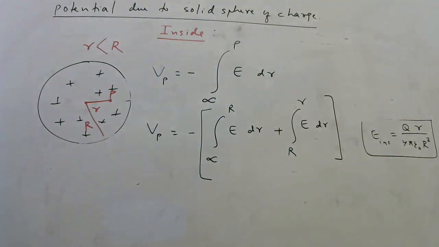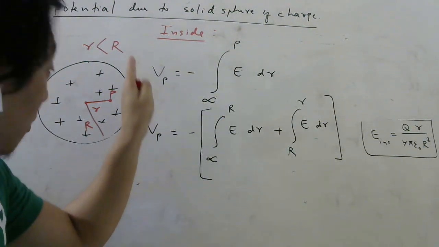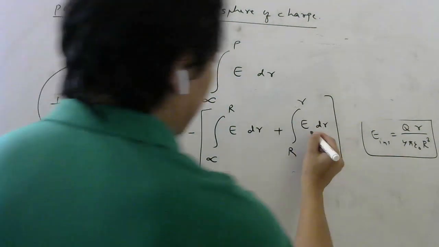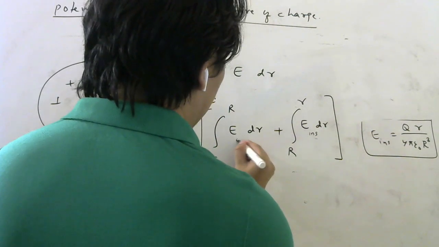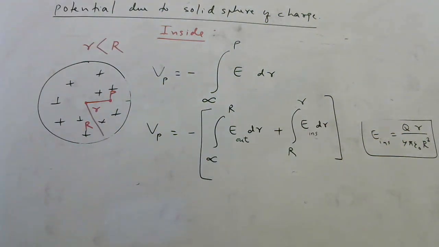Everybody understood? So infinity to R means from here to here, you are outside. From capital R to small r means you are inside. Now this is electric field inside, this is electric field outside. Before, this was zero in the case of the shell. Now you cannot say it is zero.